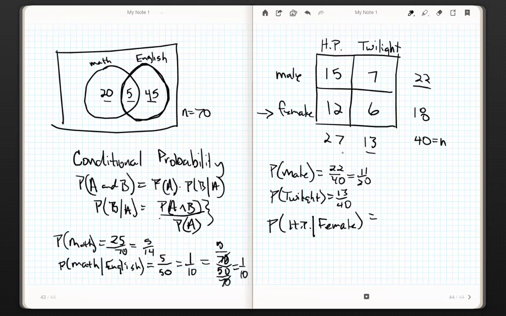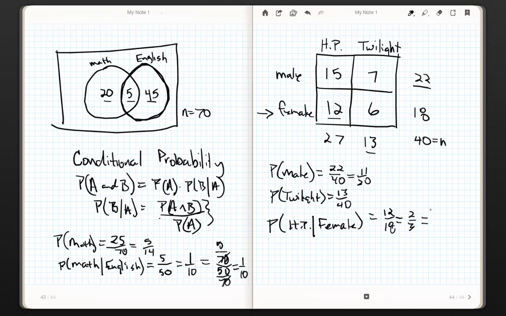In other words, once we say given that it's female, just like over here, it was given that it was English, we ignored the math part that wasn't English. The same thing over here. Given female. Well, look at this. The probability that they preferred Harry Potter, given that they're female, is the number of females that liked Harry Potter, which is 12 out of 18. It's actually known as 2/3.